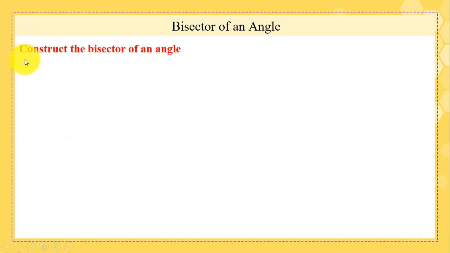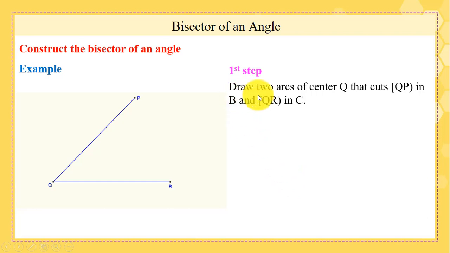Now let's learn how to construct the bisector of an angle using the compass. Example: the first step, draw two arcs of center Q that cut QP in B and QR in C. Open your compass, put the needle of the compass on point Q, then draw an arc that cuts semi-line QP at point B, and another arc that cuts semi-line QR at point C. Pay attention that the radius should be the same. You should keep the same opening of the compass.